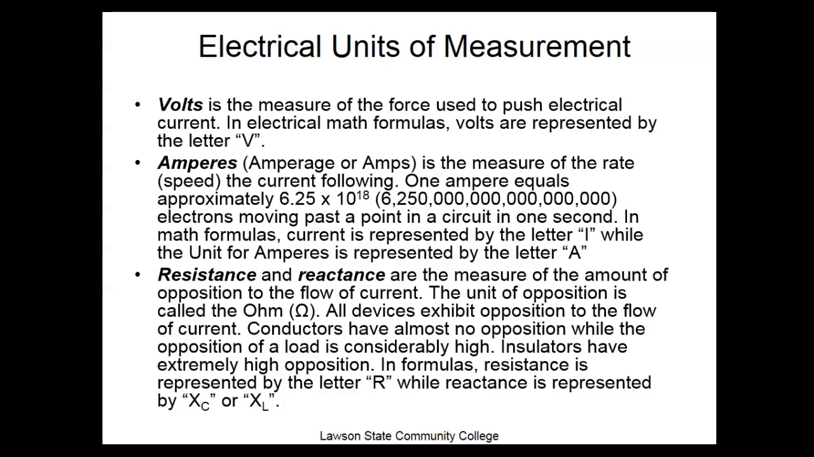But in mathematical formulas, we use I to represent current, the amount, and then amps are the actual unit. Resistance and reactance are the measure of the amount of opposition to the flow. The unit of opposition is what we call ohms. All devices exhibit opposition to flow of current. Conductors have almost no opposition, while opposition of load is considerably high. Insulators have extremely high opposition.